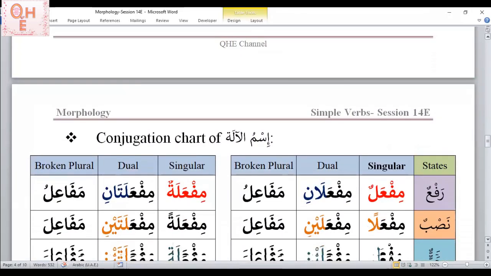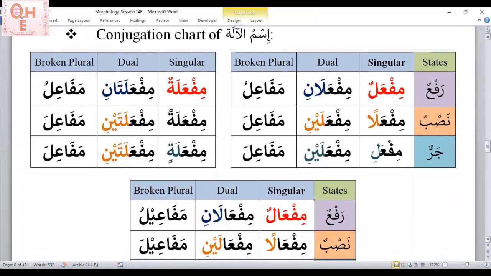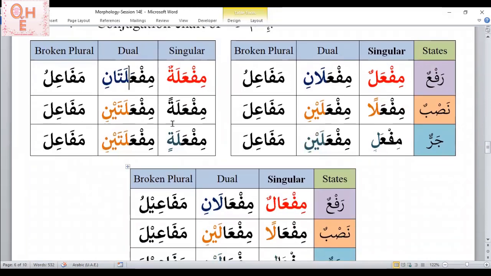Now let's go over the conjugations. Over here we have three tables corresponding to the three basic patterns. Each table has three states, and it has singular, dual, and broken plural patterns. So let's go over each of them. For the pattern mif'al, for the default state, I'm going to read it as continuing basis. Singular, mif'alun, dual, mif'alani, broken plural, mafa'ilu.